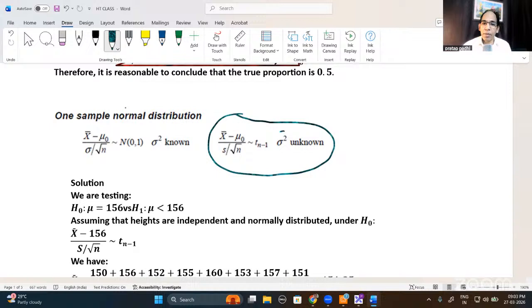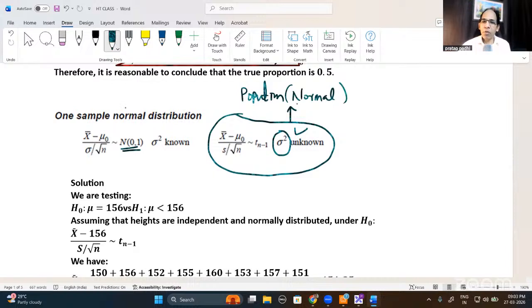Sigma square, for the whole school, the variance is not known. So we'll use the T distribution here instead of the normal distribution. But here the assumption, you remember, is that the population is normal. All the problems we will do today, the population will be normal, apart from binomial and proportion.